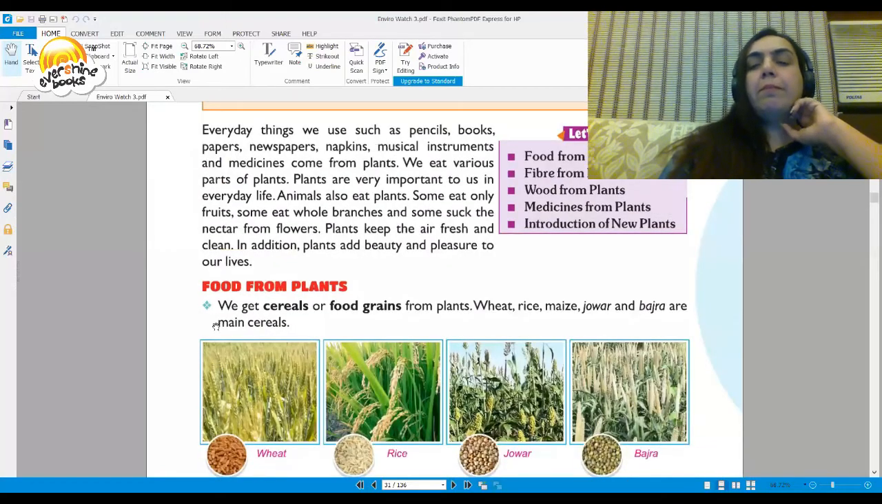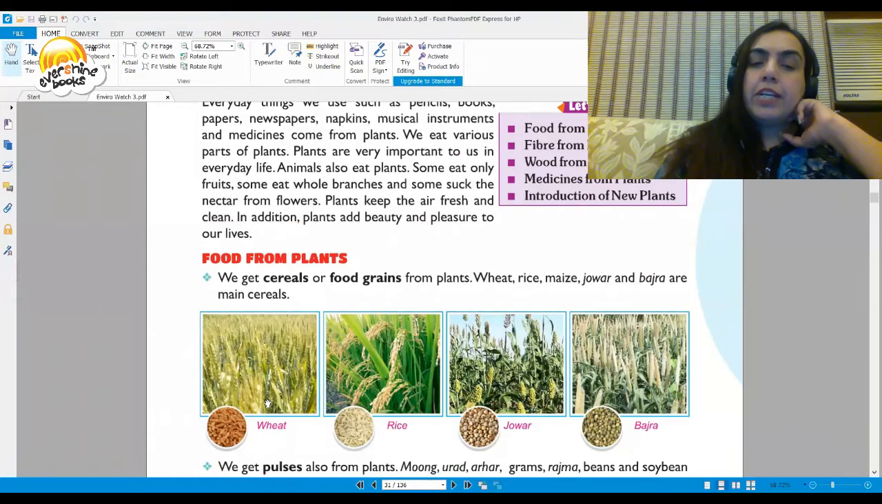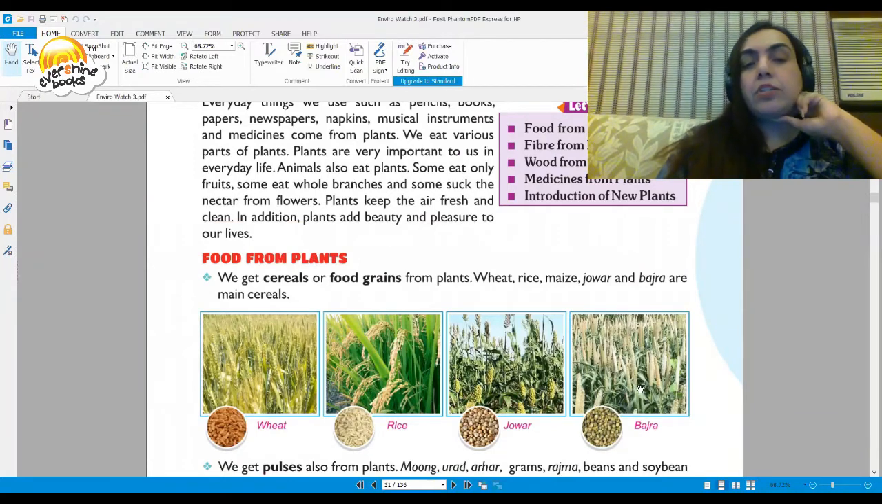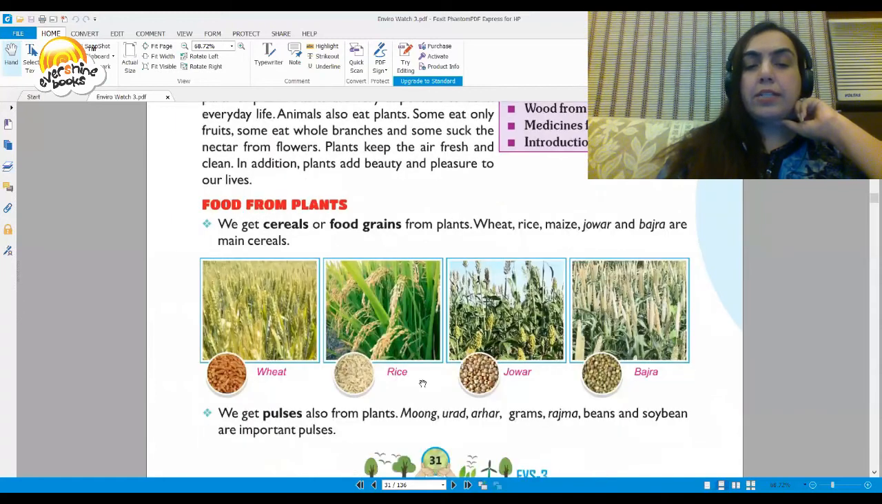Food from plants. Look at these pictures, dear children. You see the pictures of wheat, rice, jowar, and bajra. We get cereals or food grains from plants. Wheat, rice, maize, jowar, and bajra are main cereals.